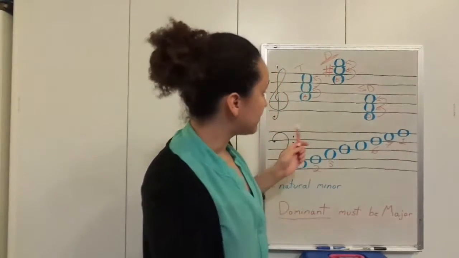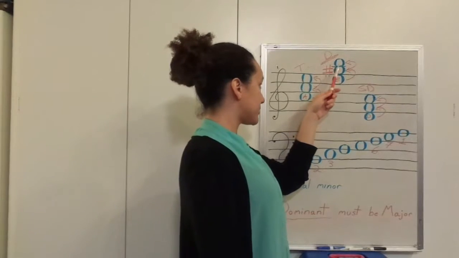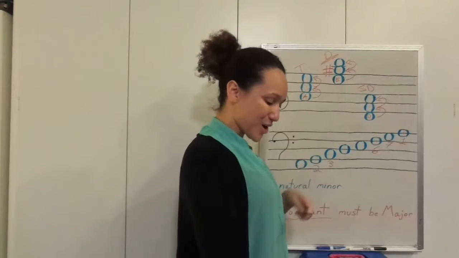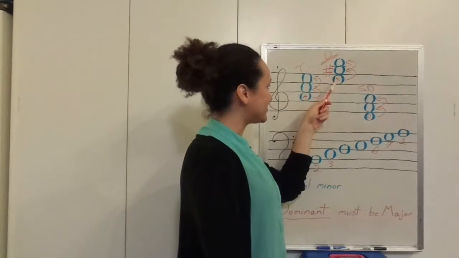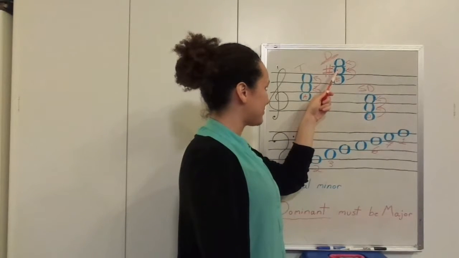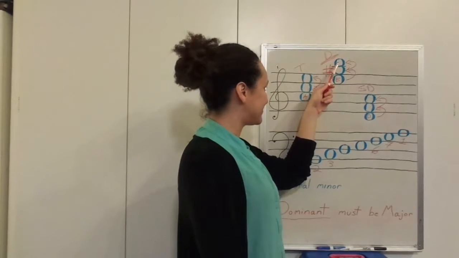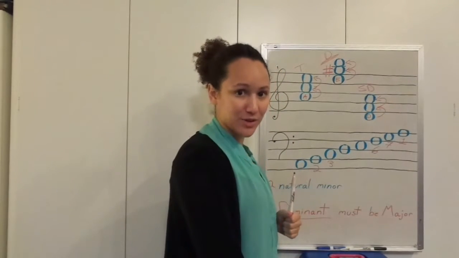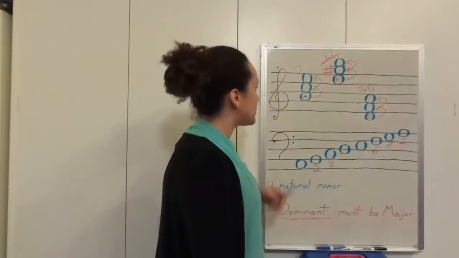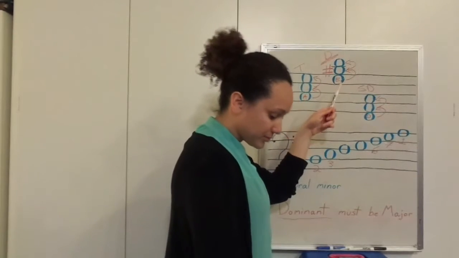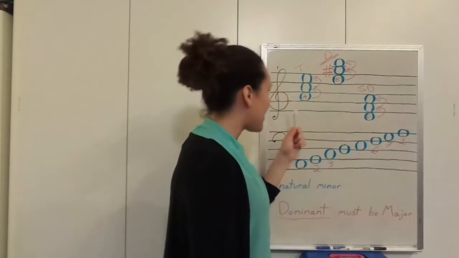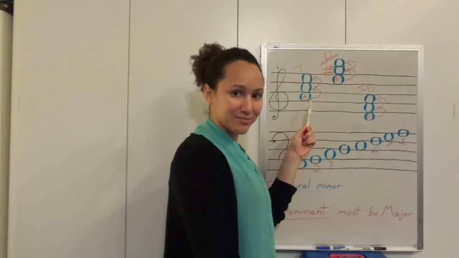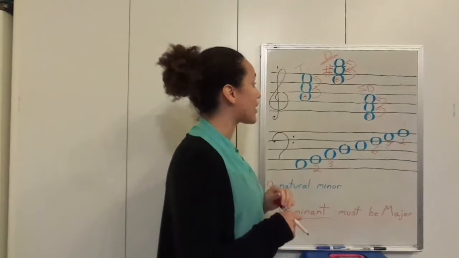So we have E, G sharp, and then our B. And all together, now we have a major sound, and that gives us our dominant. So we have major sound, and then minor. And that gives us the powerhouse we're looking for.